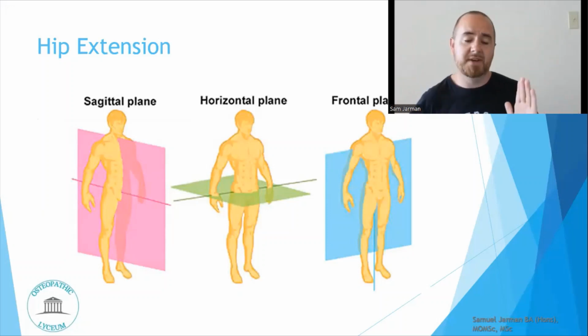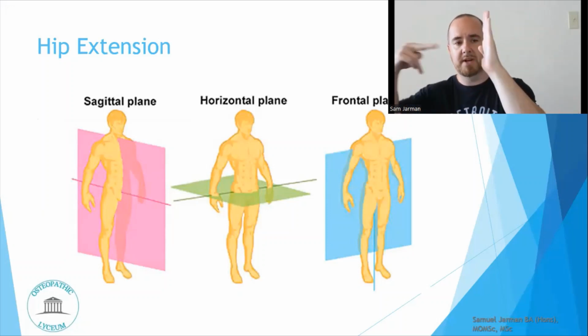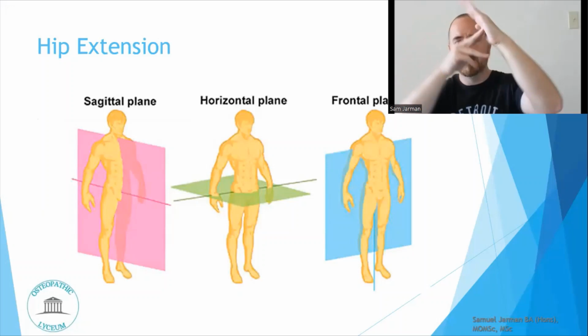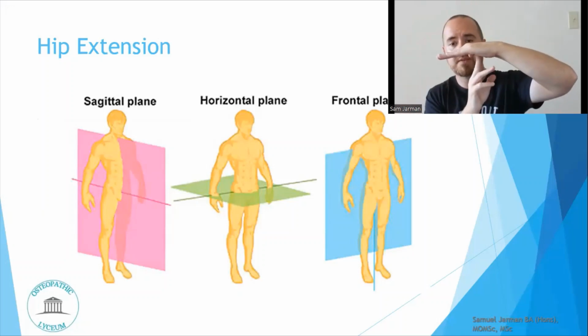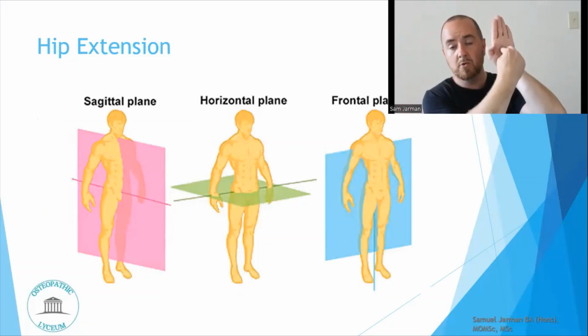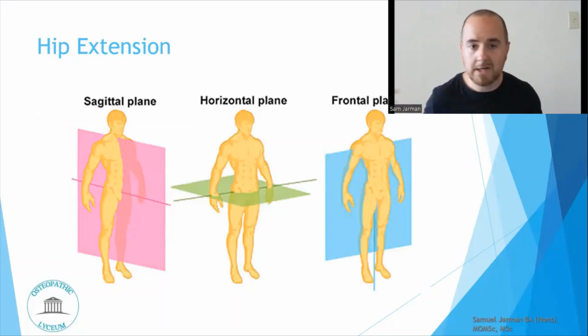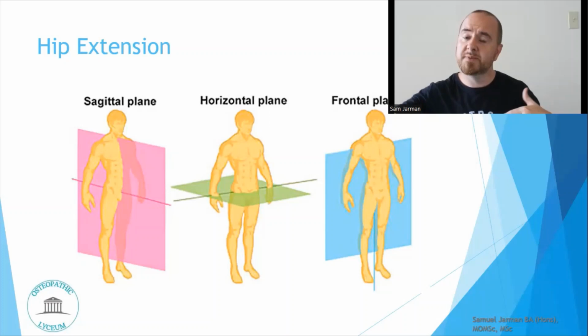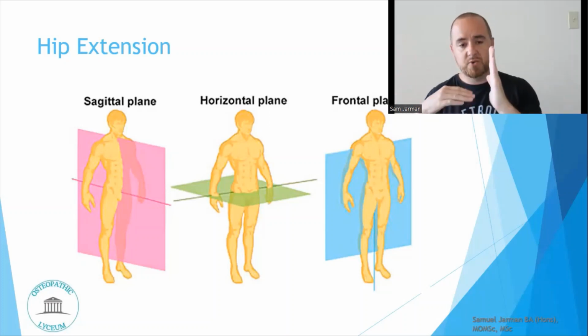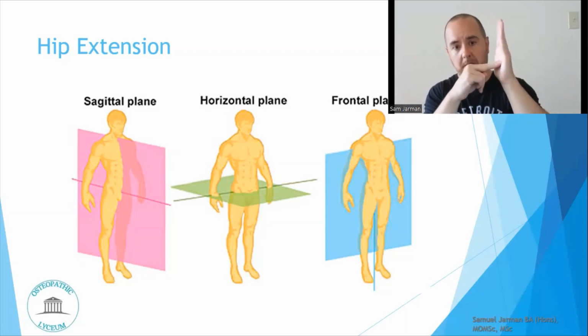Axes are perpendicular to the plane. The sagittal plane has a horizontal or transverse axis. The horizontal or transverse plane has a vertical axis, and the frontal or coronal plane has an anterior to posterior or posterior to anterior axis, depending on the terminology you prefer. With respect to hip extension, it's going to occur in the sagittal plane about that relative horizontal or transverse axis.